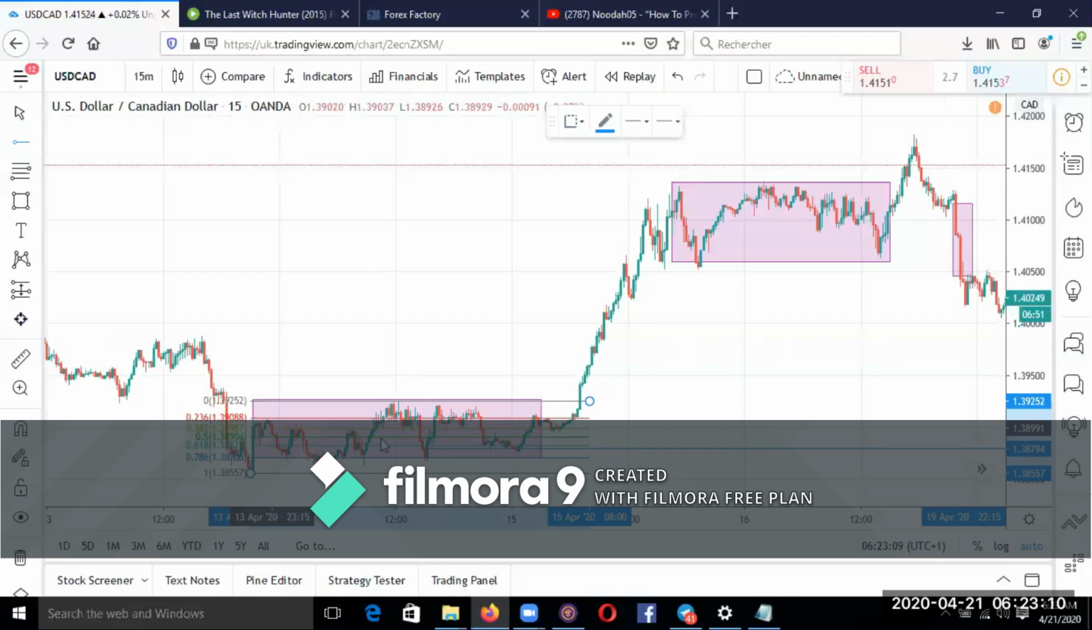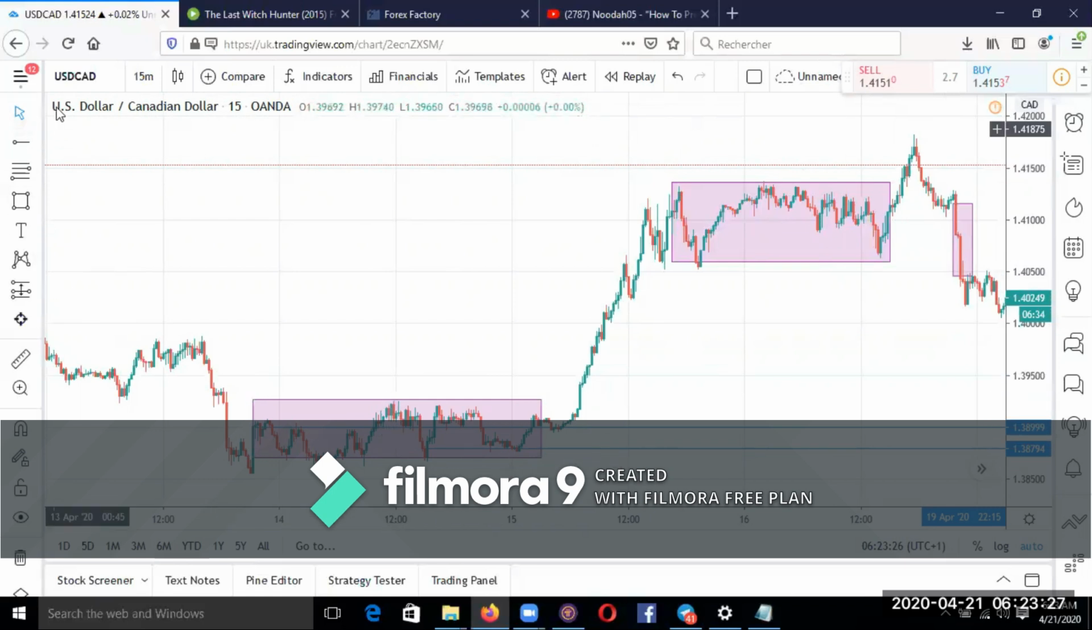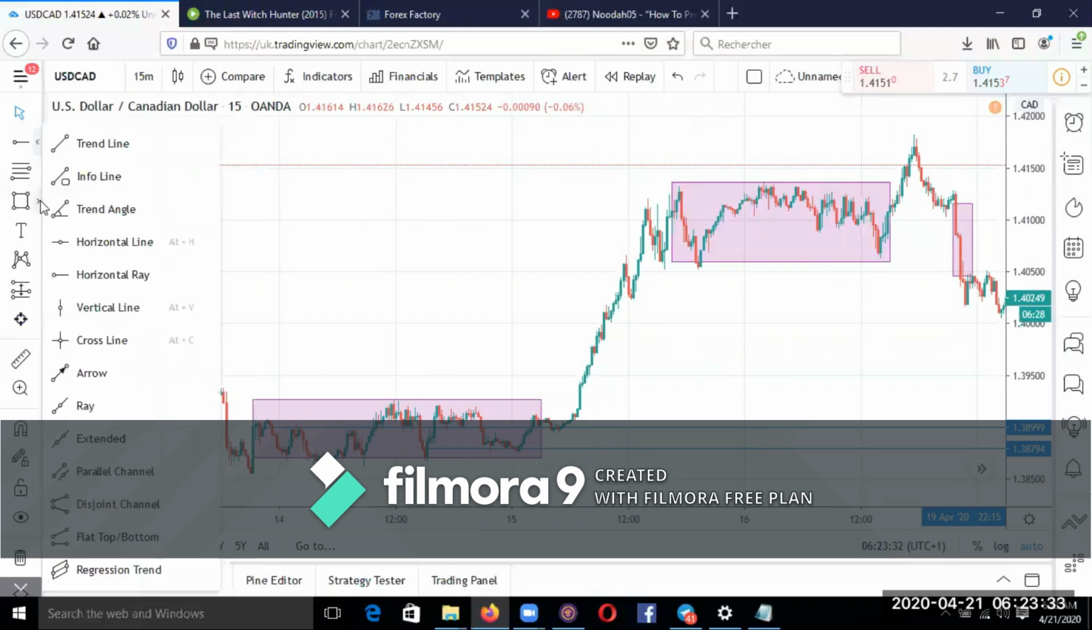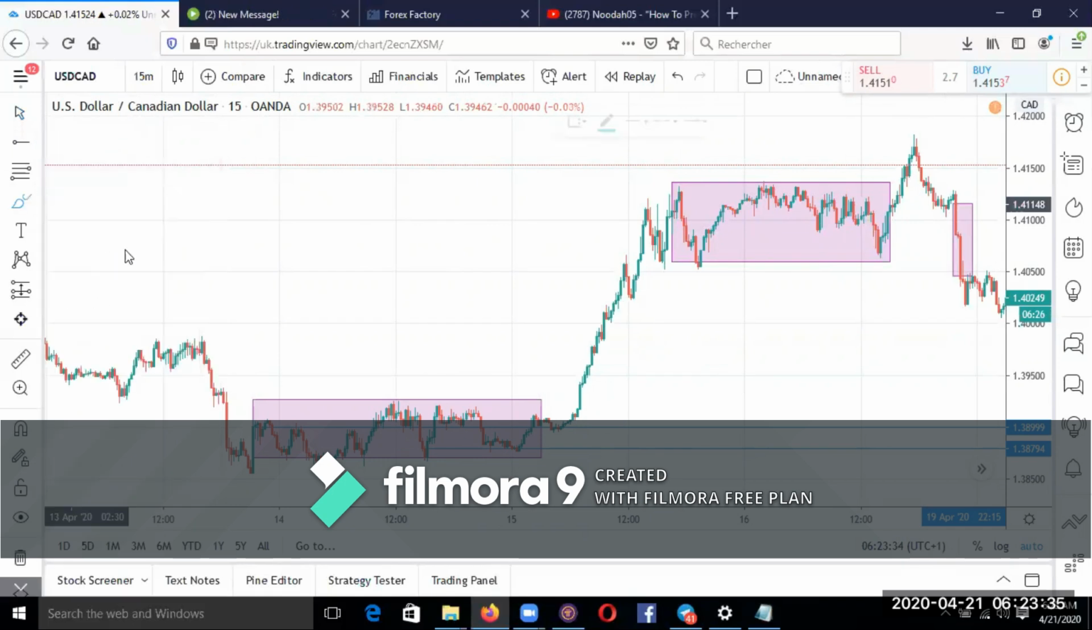I'm gonna mark that equilibrium with this, and I will remove the Fibonacci. I've marked the equilibrium of these blocks, and it gives you a perfect sniper's entry off of that. You see how accurate this can be. It gives you a perfect sniper entry at this area.